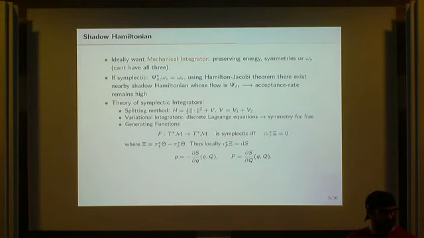You want to propose a very distant point to reduce the correlation between samples, but you also want those very distant points to be accepted. And the shadow Hamiltonian helps a lot in that. So the existence of the shadow helps a lot in that.